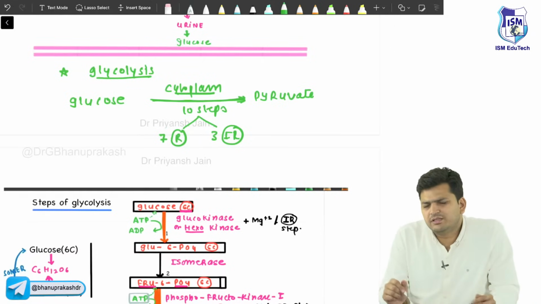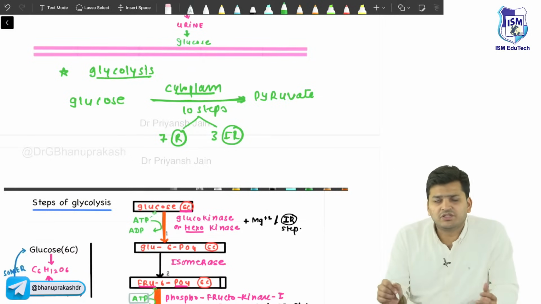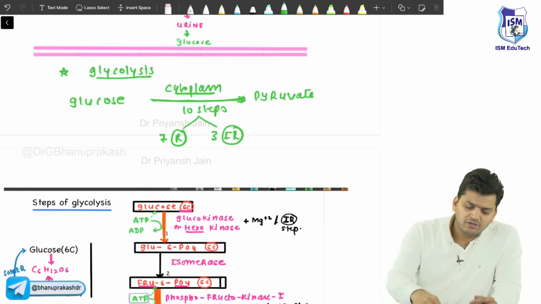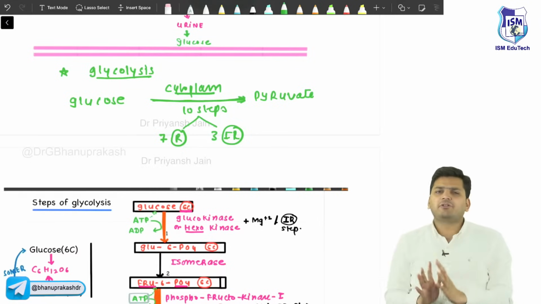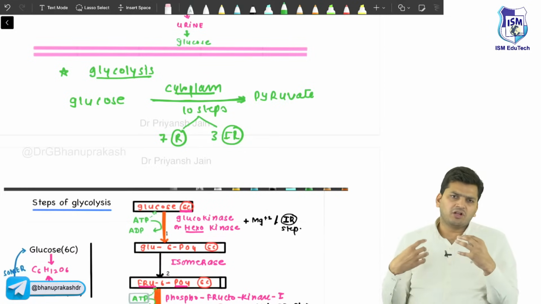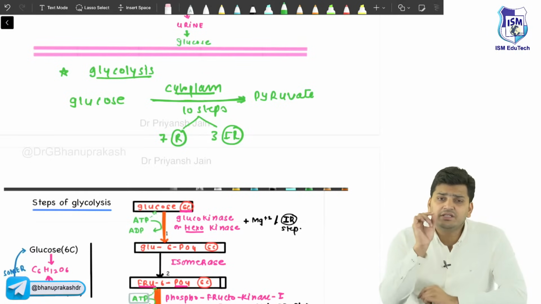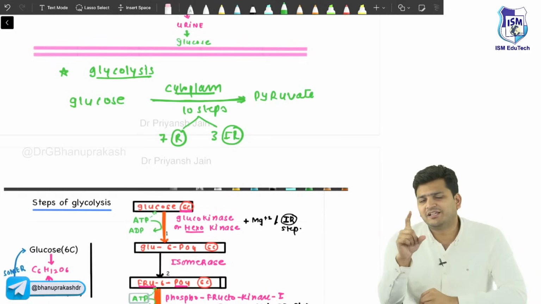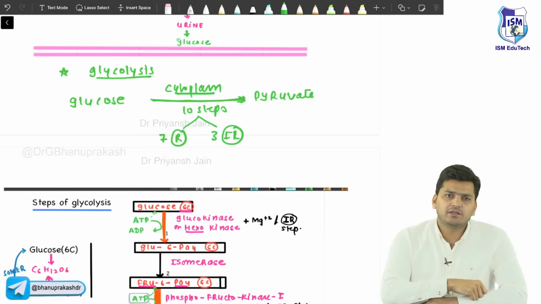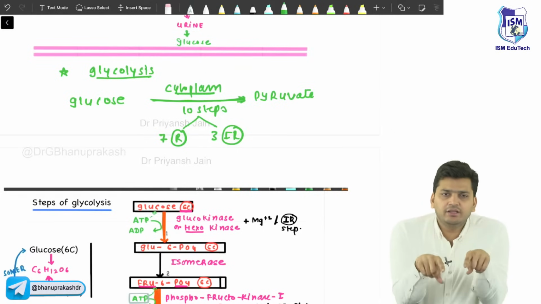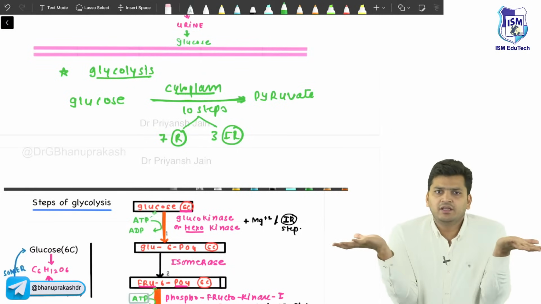Do you know that this is the only reaction in the cytoplasm which can generate energy? And why has nature made it like this? The powerhouse of the cell is the mitochondria. In our body, whatever ATP we generate comes from the mitochondria. But RBC does not have mitochondria. How is the RBC getting energy? For RBC there is only one energy source, and that is glycolysis. So it is the only pathway occurring in the cytoplasm that generates energy: glycolysis.